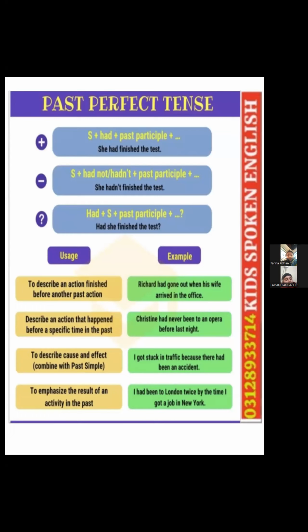Yes, ma'am. It's the past in the past. You just have to memorize this. This is the past in the past. Okay, so let's move on towards the structure.